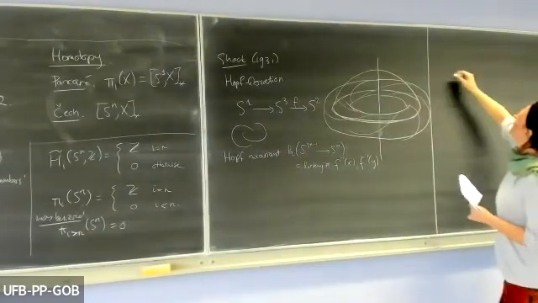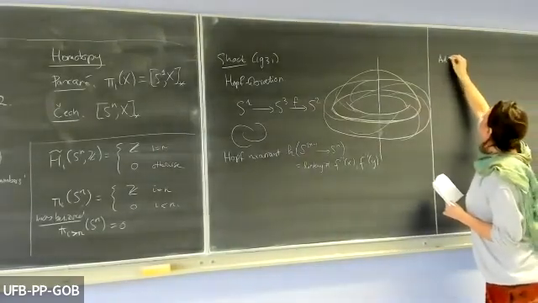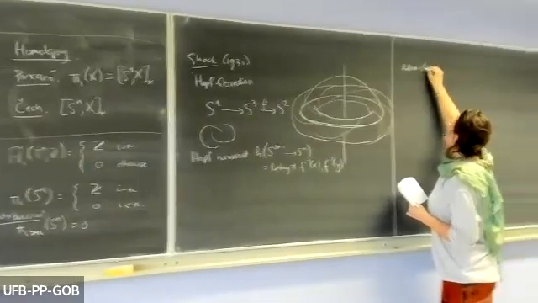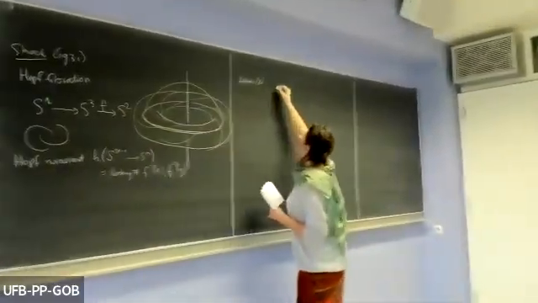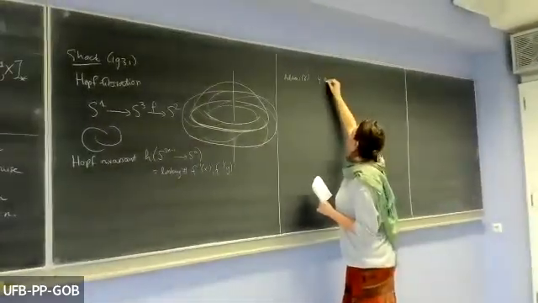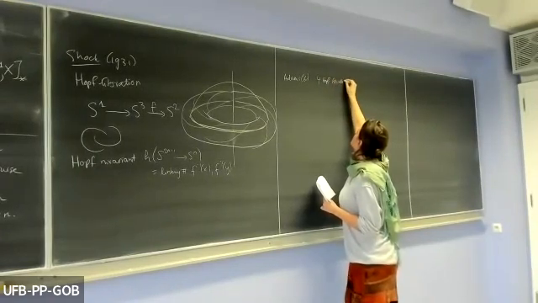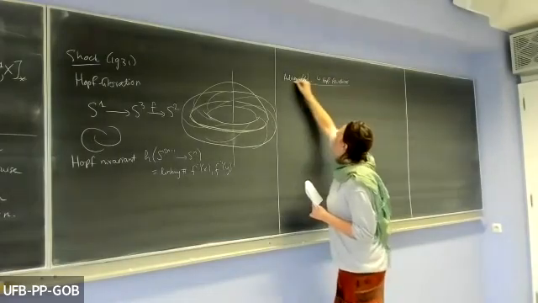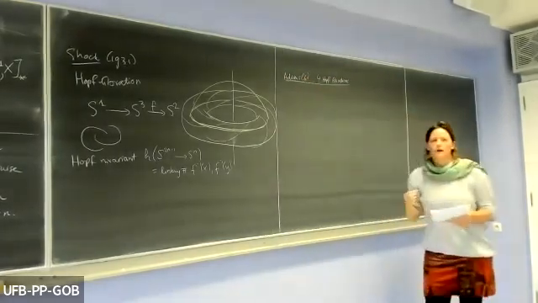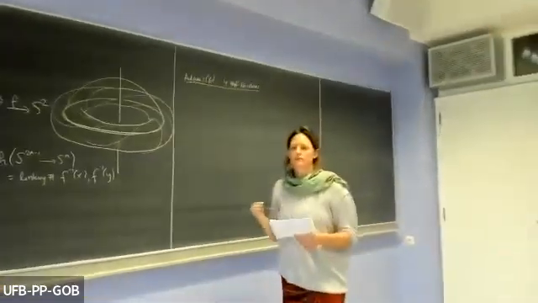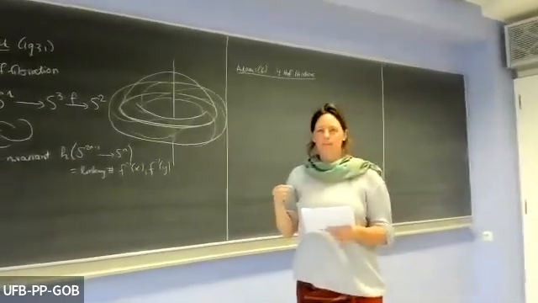So Adams in 1961 shows that exactly in four dimensions there is Hopf invariant one. This is known as the Hopf invariant one problem.